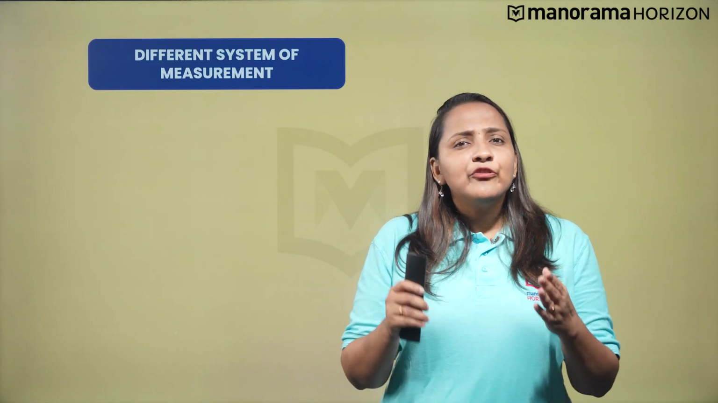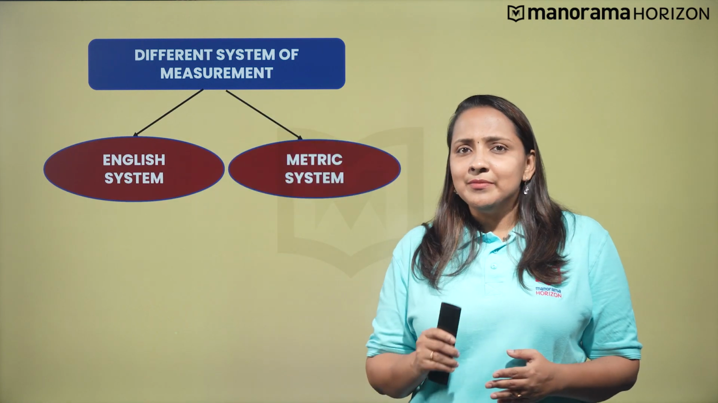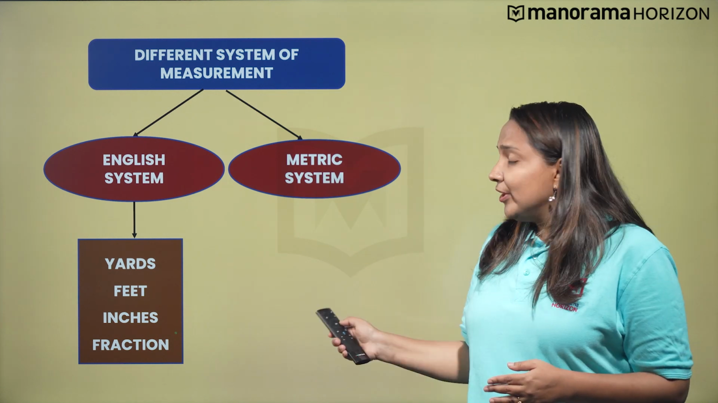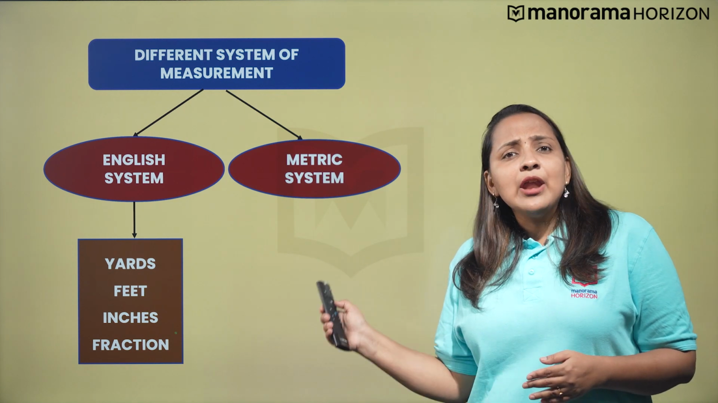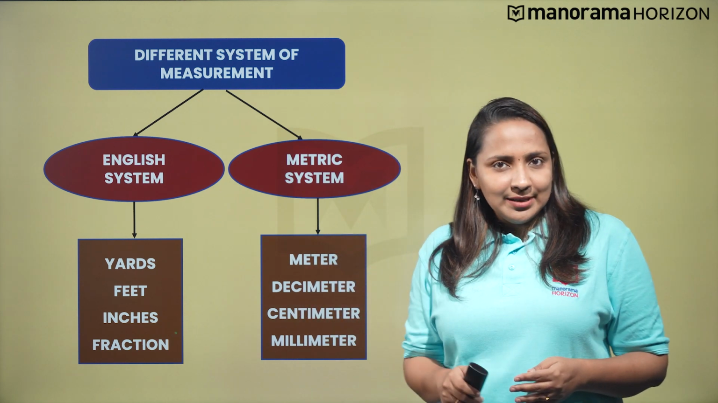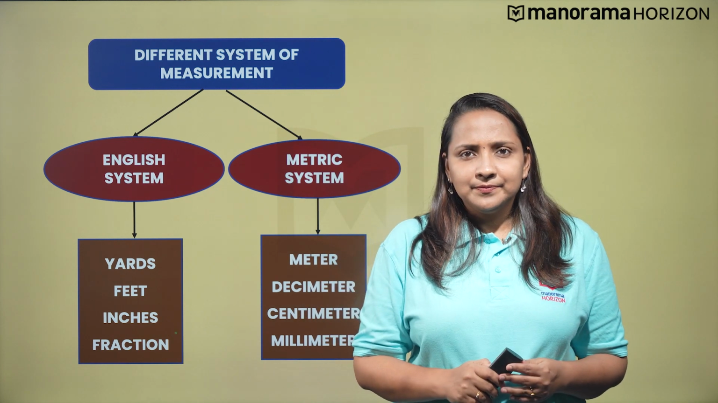For measuring the physical properties, the English system and the metric system are used. The English system uses yard, feet, inches and fractions, and the metric system uses millimeter, centimeter, decimeter and meter.